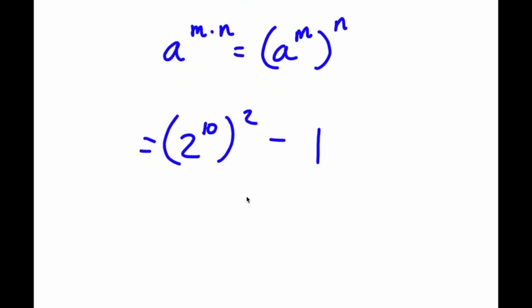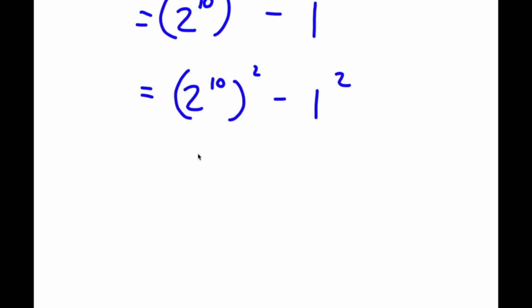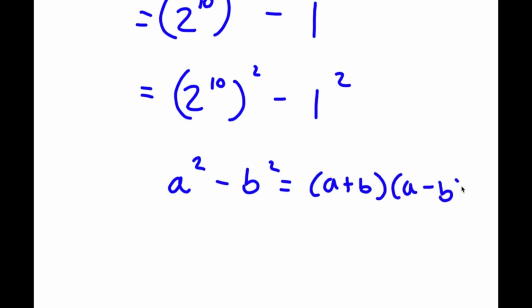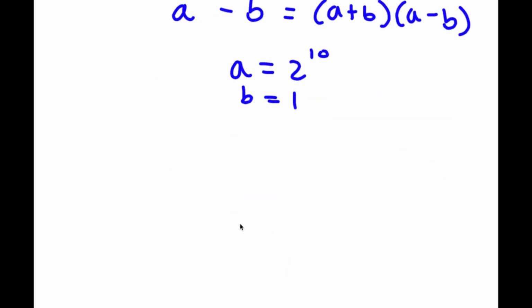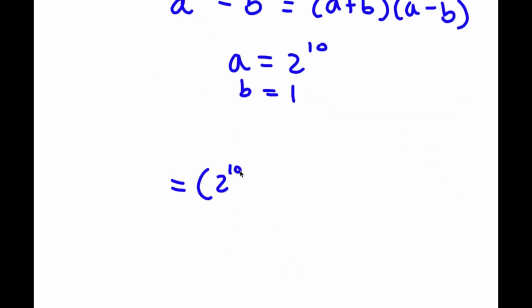Now 1 here, this is the same thing as 1 squared. So now I have 2 to the power of 10, to the power of 2, minus 1 to the power of 2. Now if I have something in the form a squared minus b squared, this is equal to a plus b times a minus b. So in this case, a is equal to 2 to the power of 10 and b is equal to 1. So now I have 2 to the power of 10 plus 1 times 2 to the power of 10 minus 1.